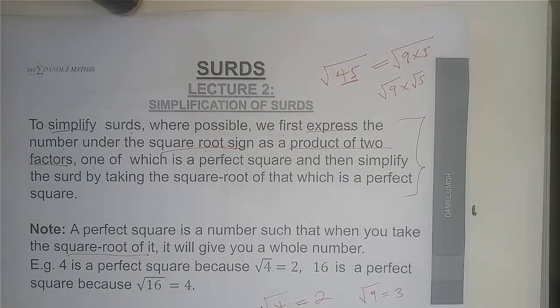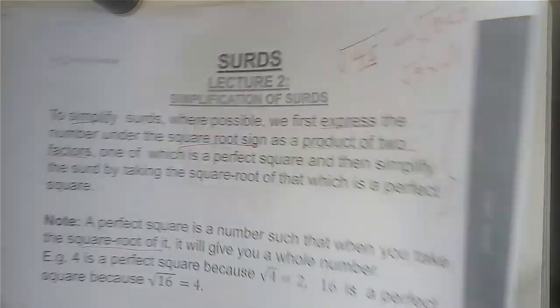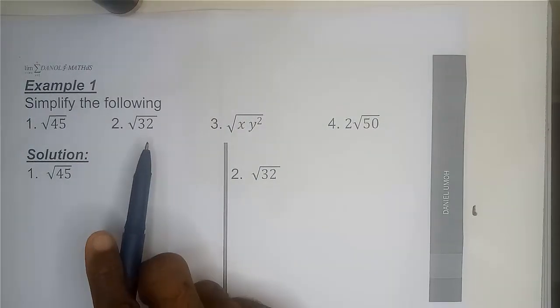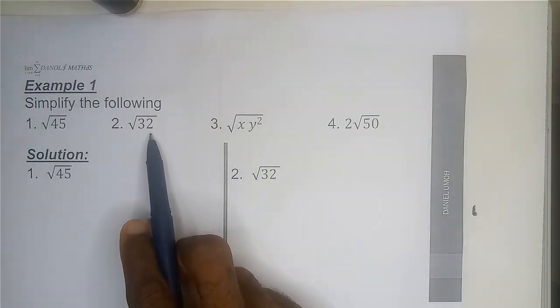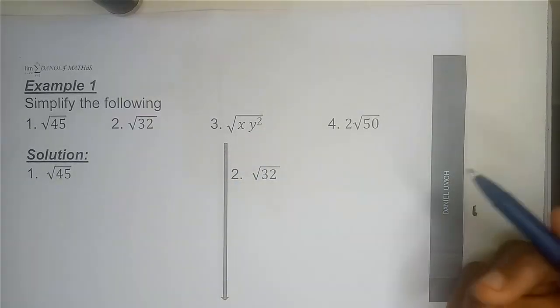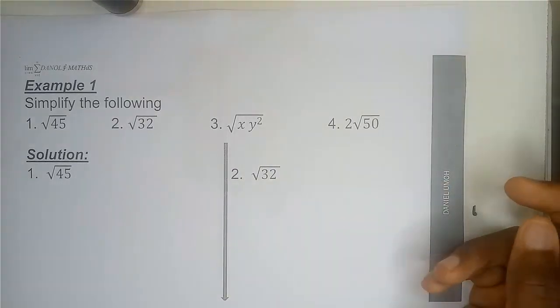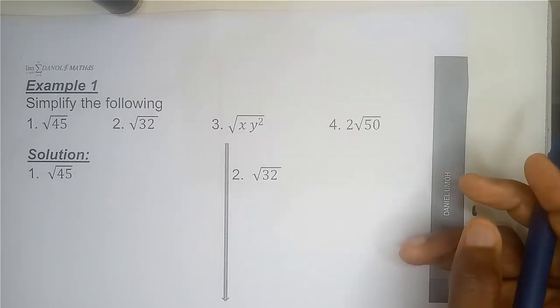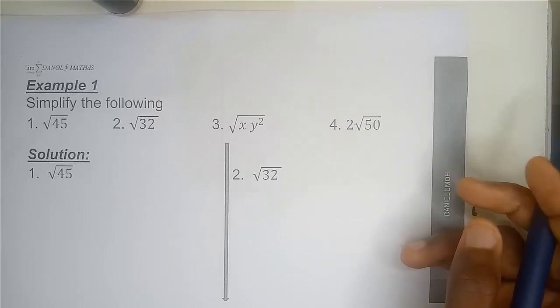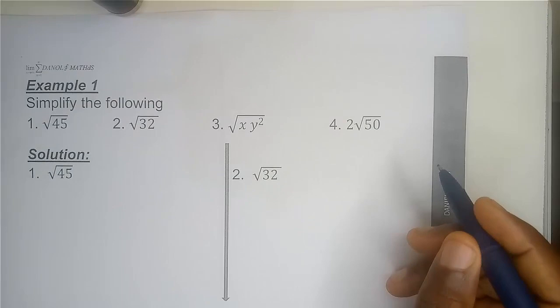Okay, if you understand this concept, now let's look at some classical examples. We have the following example. Example 1. Simplify the following. Number 1, square root of 45. Number 2, square root of 32. Number 3, square root of xy raised to the power of 2. Then number 4, 2 root 50. So we have to simplify this. That means we have to reduce this to the lowest form. Now, let's look at the solution.